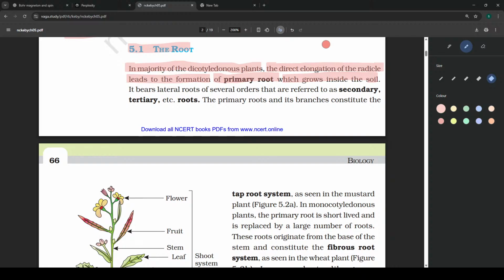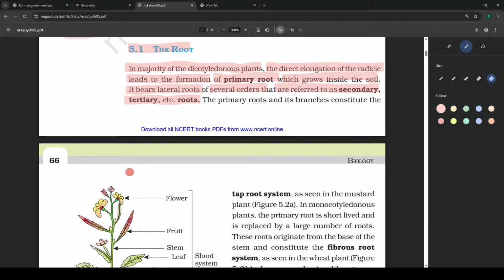The root is formed from a structure in the seed called the radicle. Radicle is the future root, and in most of the dicotyledonous plants, the radicle will directly elongate, which leads to the formation of a primary root. This happens obviously inside the soil. It bears lateral roots of several orders that are referred to as secondary, tertiary, etc. roots. First, there will be a primary root that is directly from the radicle.